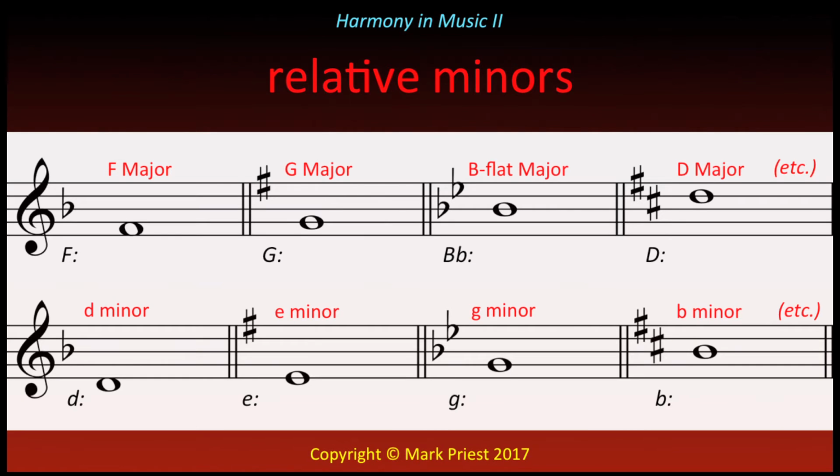The relative minors of F major, G major, B flat major, D major, etc. are, respectively, D minor, E minor, G minor, B minor, and so forth. Notice the matching key signatures and the uppercase versus lowercase.